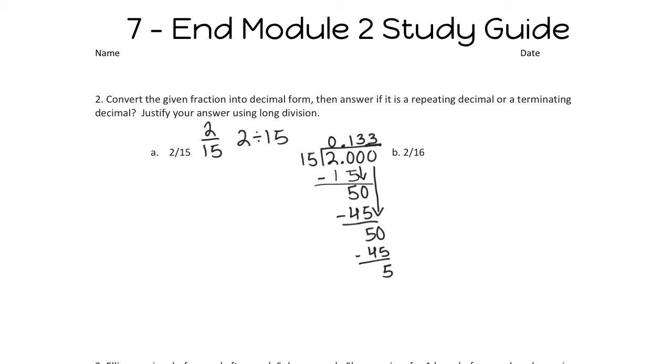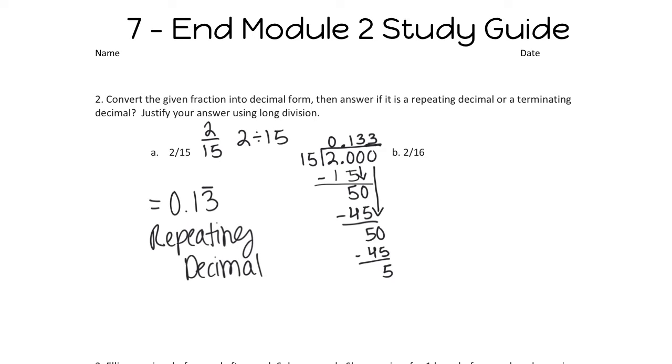So we can see the repeating pattern here. When I want to write this in decimal form, I'm going to have it equal to 0.13 repeating. Now, is this a repeating decimal or a terminating? Well, because we're using the repeating sign, then we know that it is a repeating decimal. Great. Let's move on to B.